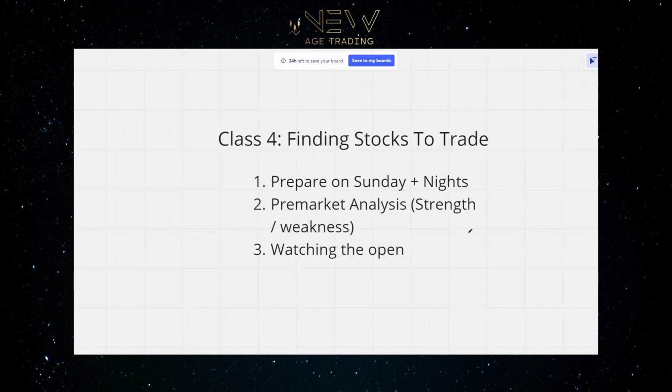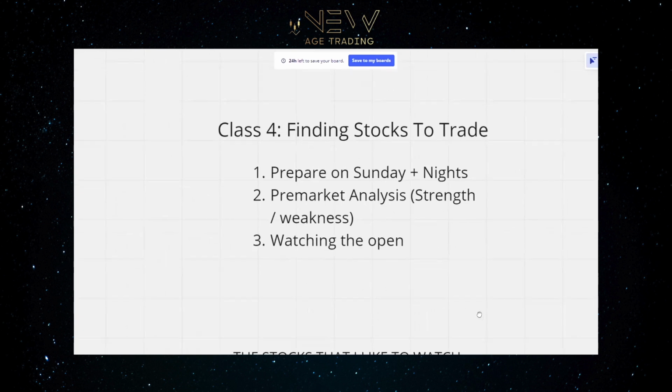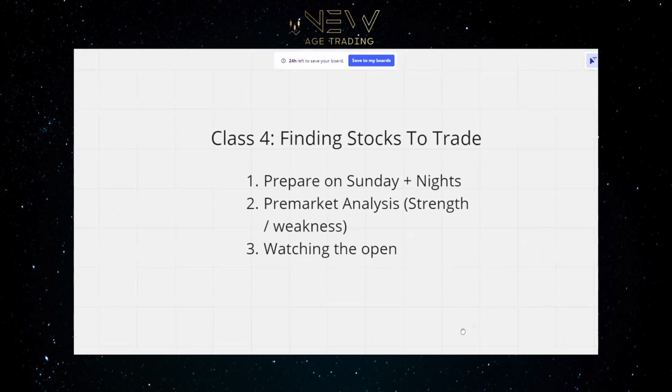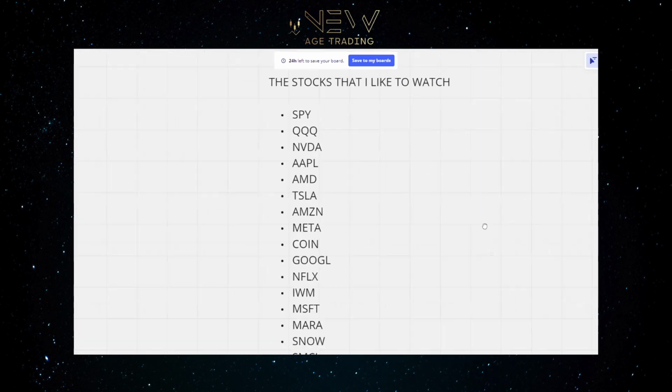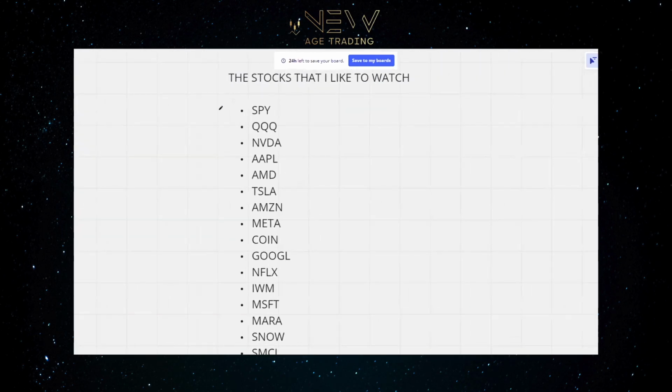So literally, I don't have a scanner, I don't have none of that. Although I do follow some people on Twitter that I like to look at sometimes, to see what they're looking at. They're very good traders. But in general, these are the stocks that I like to watch and trade: SPY, QQQ, NVIDIA, Apple, AMD, Tesla, Amazon, Meta, Coin, Google, Netflix, IWM, Microsoft, Mara, Snow, and Coin.